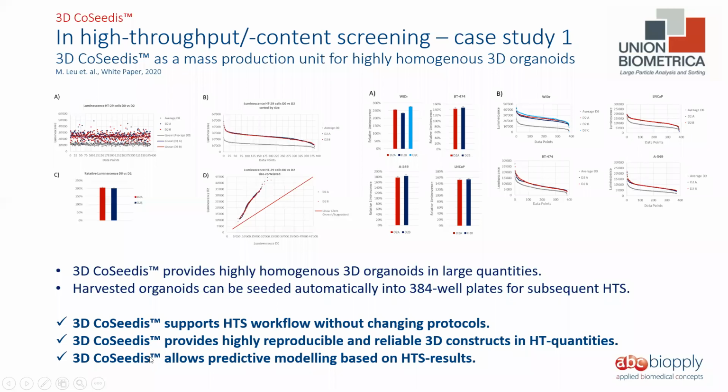So we now therefore have a process developed that fully supports high throughput screening workflows without changing the current protocol. It provides highly reproducible and reliable 3D constructs in high throughput quantities. We can easily upscale that. I mean, as I said, one plate gives us more than 16,000 spheroids. So we quite easily reach HT quantities. And 3D CoSeedis also now allows predictive modeling based on those HT results, because we can deliver 384 well plates that contain viable spheroids in all wells of a high uniformity and a high homogeneity.